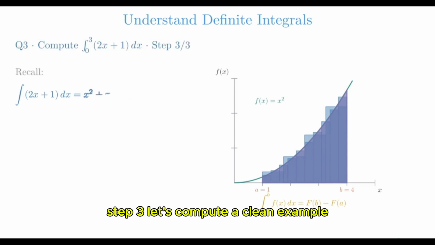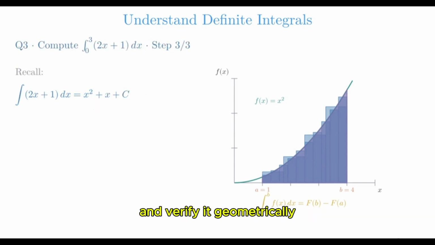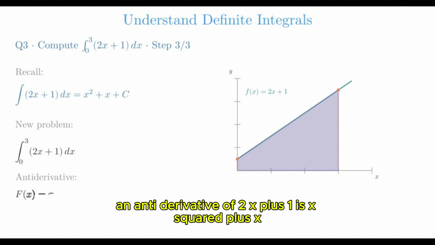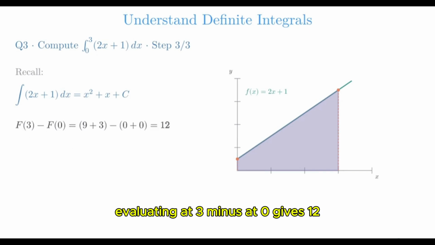Step 3. Let's compute a clean example and verify it geometrically. Switch to a linear function where we can see the answer as a trapezoid. An antiderivative of 2x plus 1 is x squared plus x. Evaluating at 3 minus at 0 gives 12.